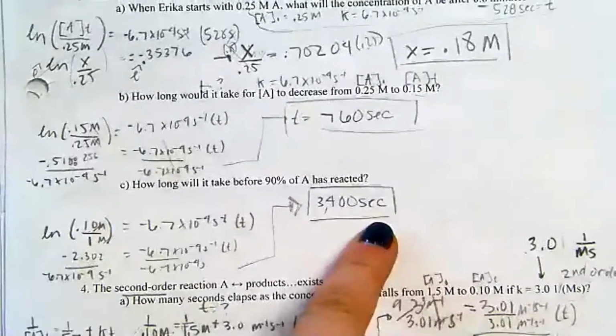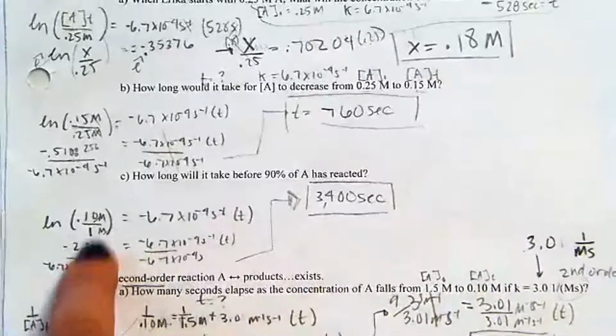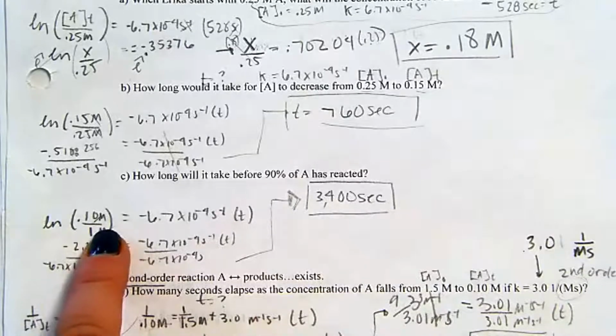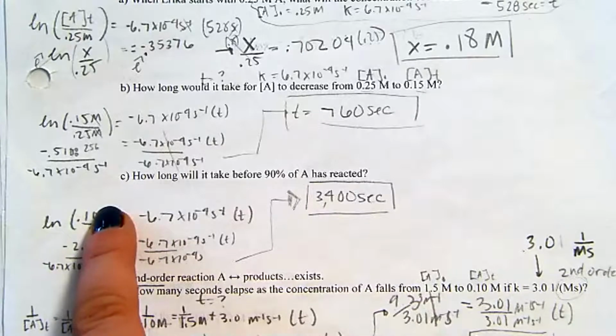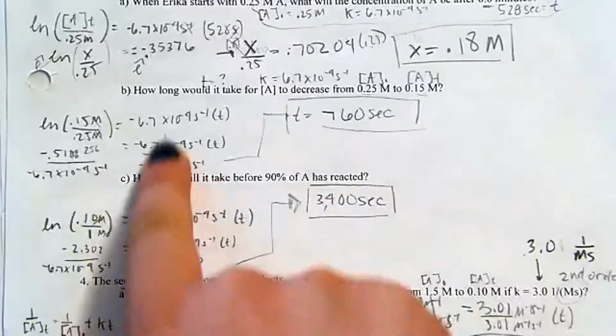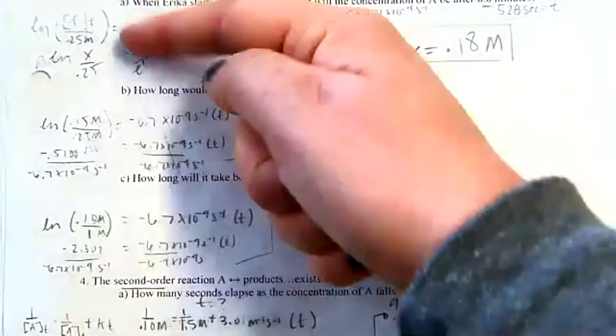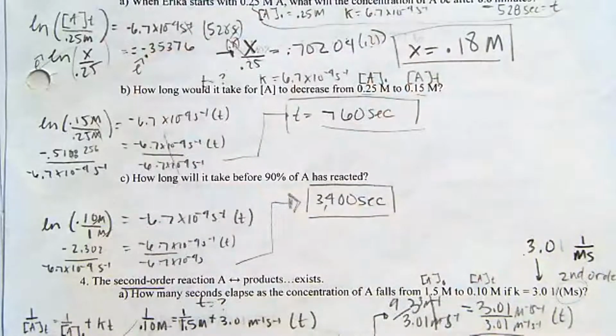So this was still first order. I'm going to start with 1, and then I'm going to have 10% left, or 0.1. But again, you could have had whatever you're starting with and 10% left on top. And it's still the same K for all of this. It's the same reaction. It's still the same equation because it's first order. So 3,400 seconds, or if you did 1 sig fig, it should be 3,000 seconds.